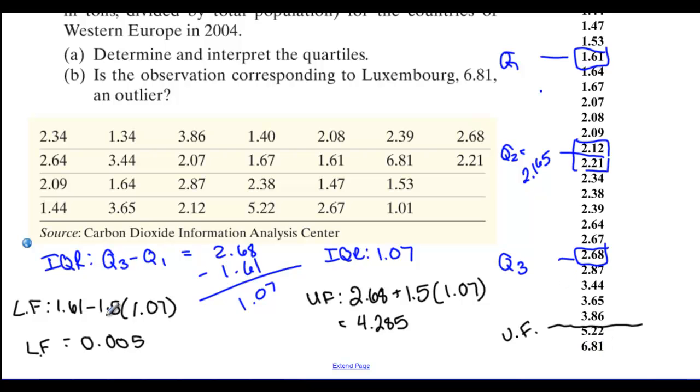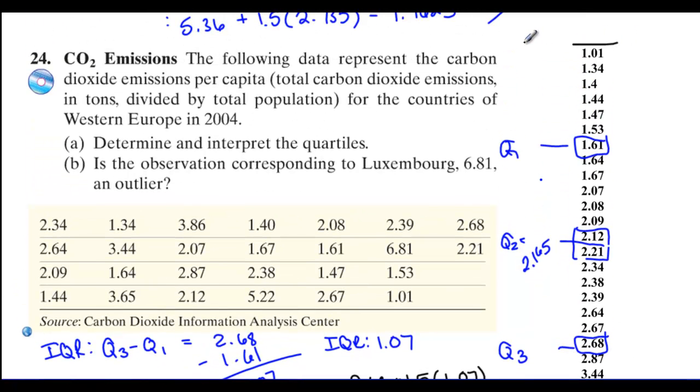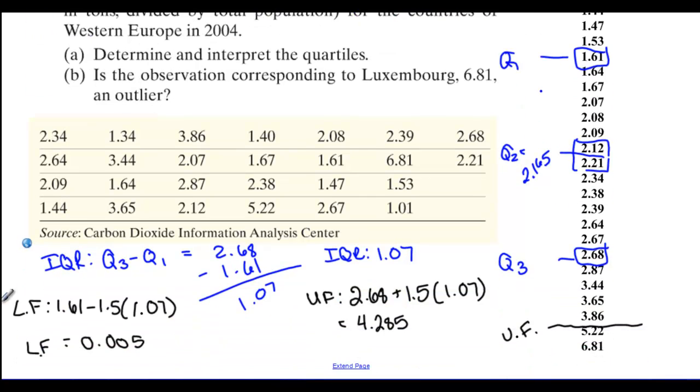Our lower fence of 0.005 is going to fall up here, so we do not have any data points on the other side of that. So there are no outliers that are too low, but we do have two outliers that are too high. So yes, the observation of 6.81 is indeed an outlier.